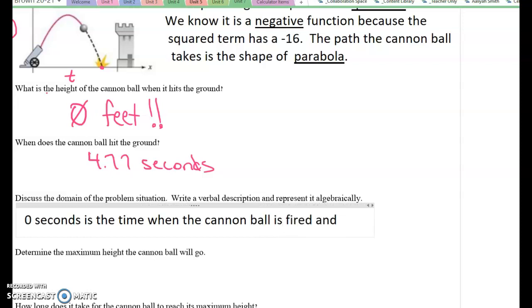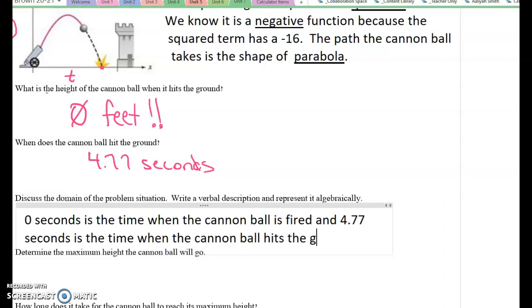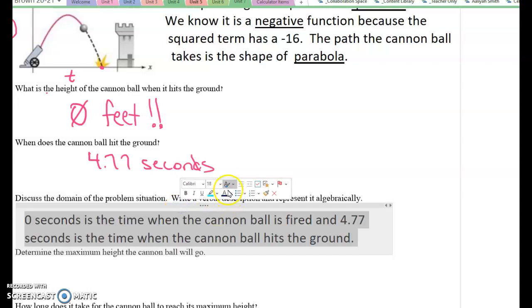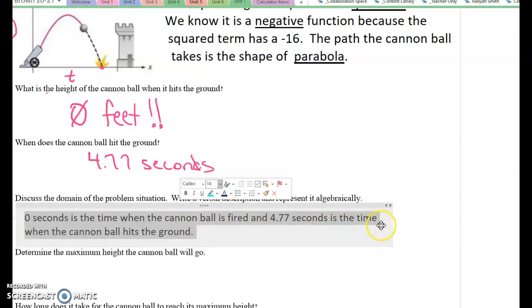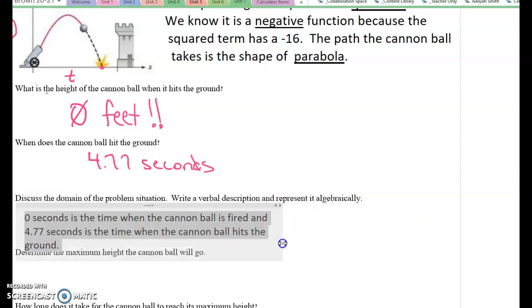And when does it land? 4.77 seconds is the time when the cannonball hits the ground. Okay, so what that does is it takes into account every single bit of time that the cannonball is in the air. So that is our domain, right? Think about that. That is our domain.